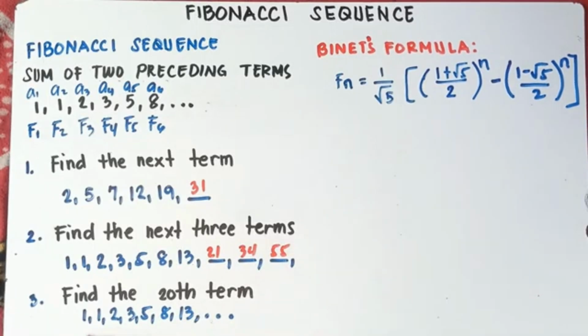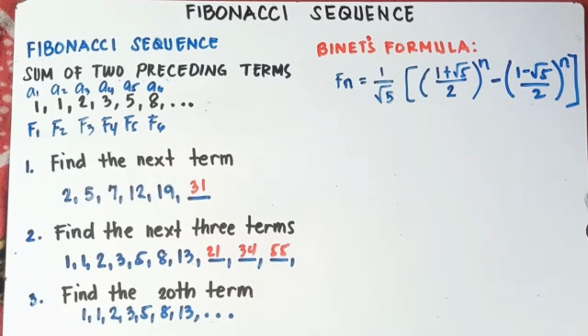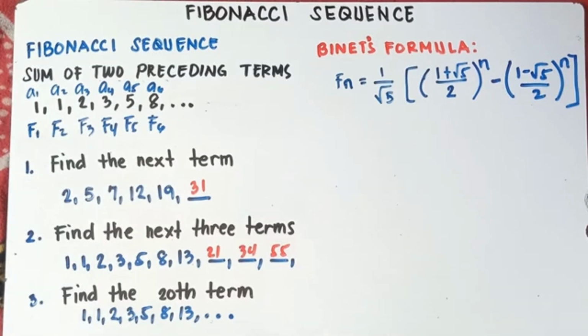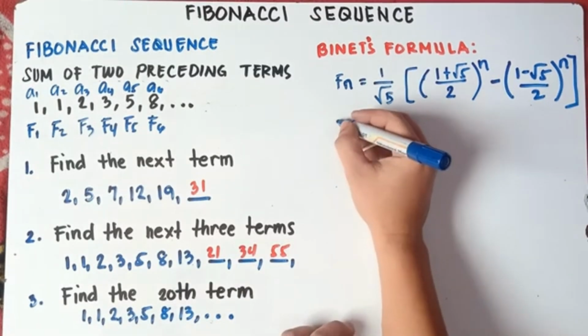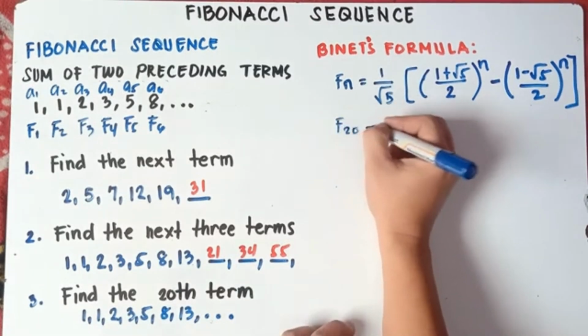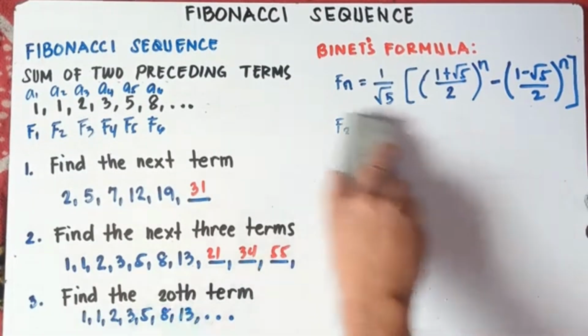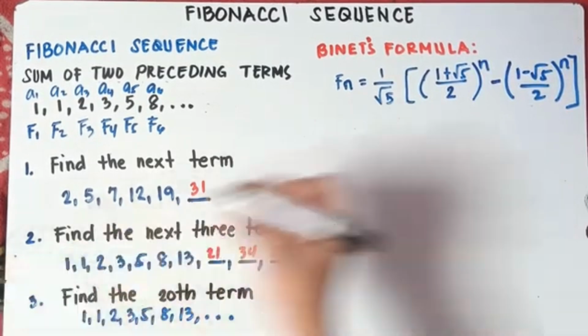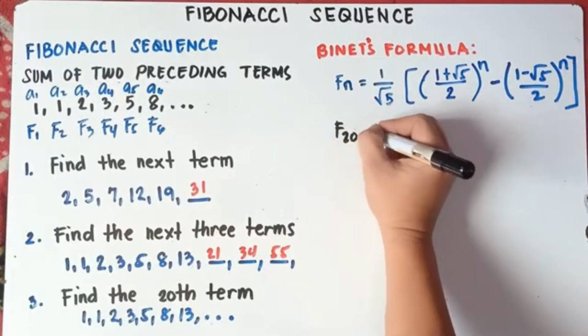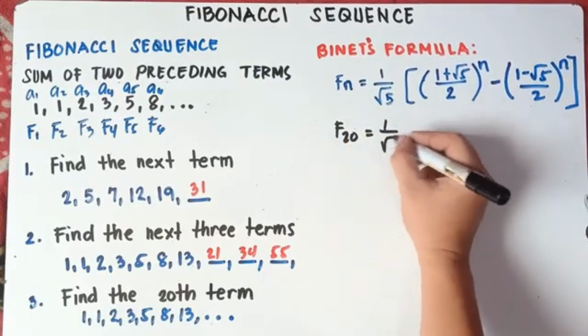Alright, so we have this given pattern, 1, 1, 2, 3, 5, 8, 13, and we're looking for the 20th term of this given sequence. This will be the case, class, if you use the calculator. So this will be f sub 20 equals 1 over square root of 5.